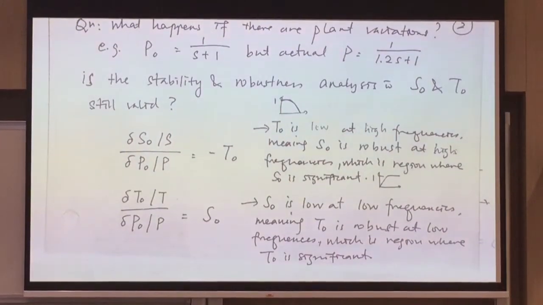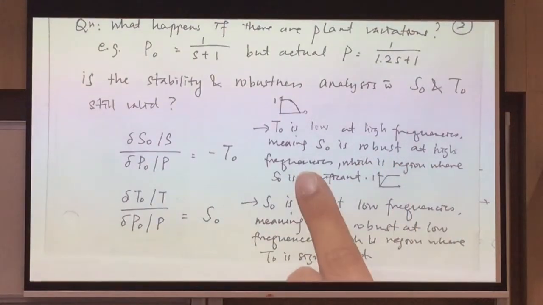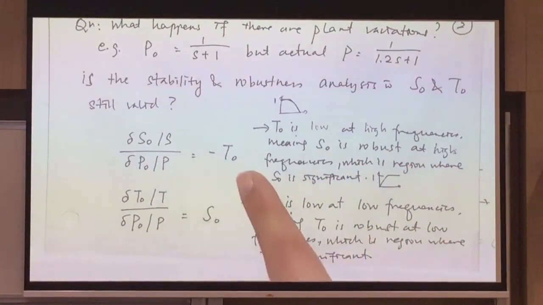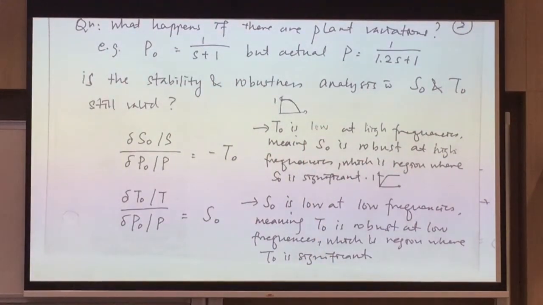That's the question. So last lecture we did this. We differentiate S over S naught over differentiate P over P naught, and we show that it's minus T naught. What does that mean? This one you have to pay attention. This means that S naught is actually very robust at high frequencies. Why? Because minus T naught is low at high frequency. So the probability of S changing when there are plant variations is low at high frequencies.